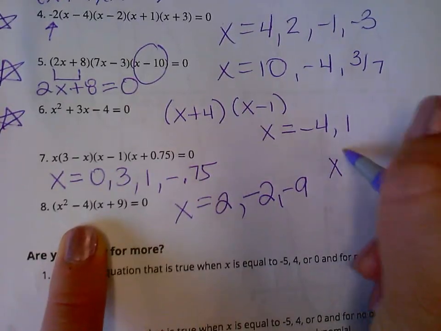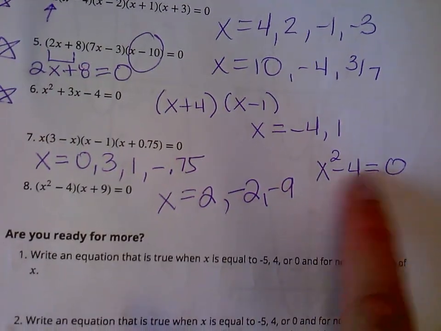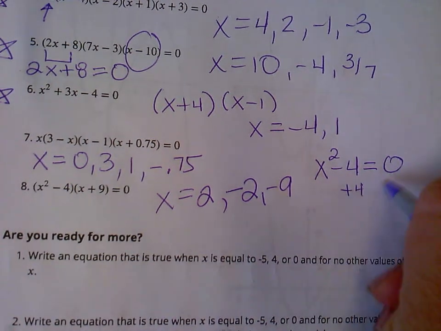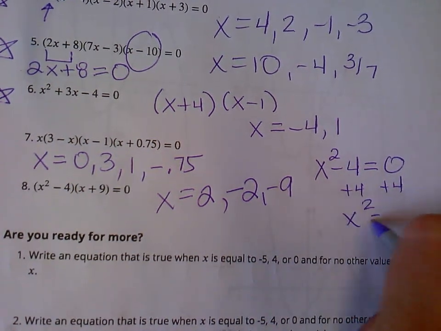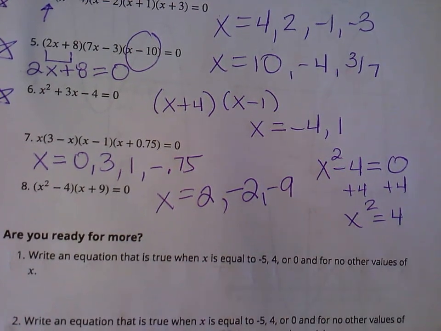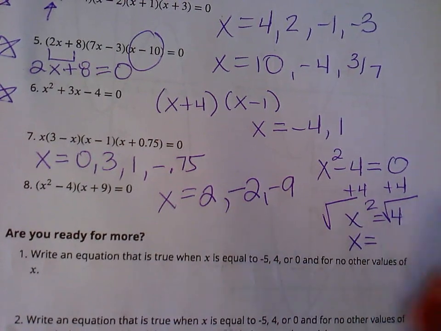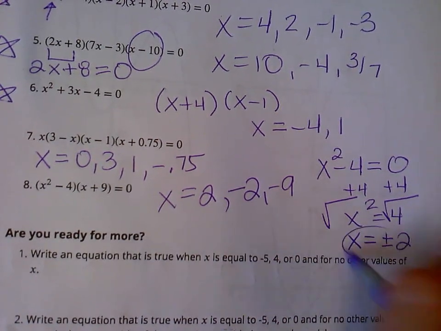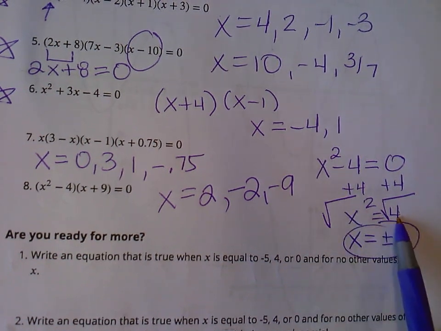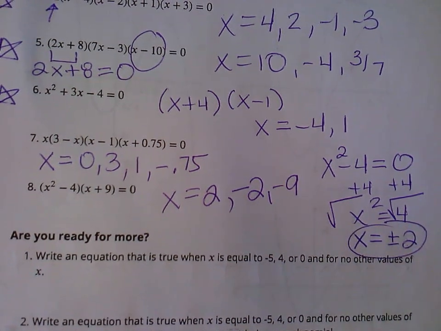Does anybody remember from studying quadratics? What do you do to solve this quadratic? Add 4 to the other side, right? Add 4 to the other side. And what do I do next to solve for x? Take the square root of both sides of the equation, and remember that gives you 2 possible solutions. +2, because 2 times 2 is 4, and -2, because -2 times -2 is also 4.